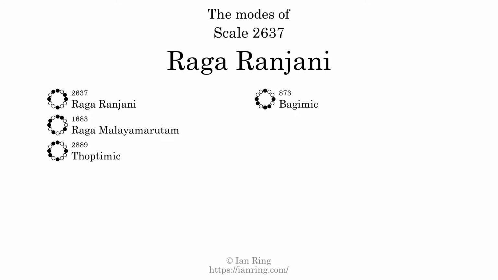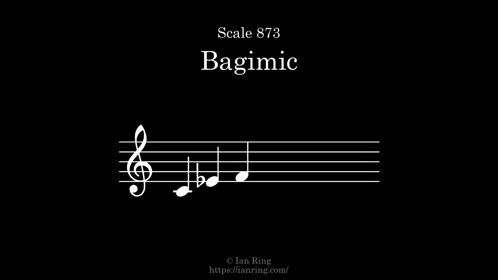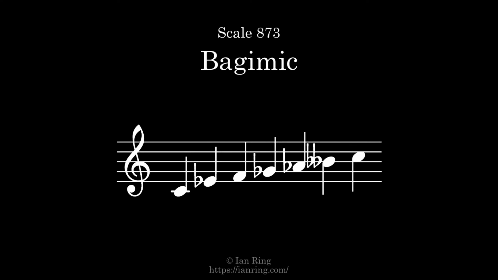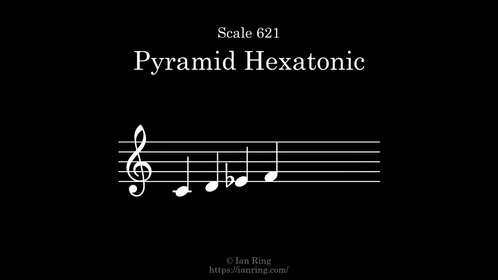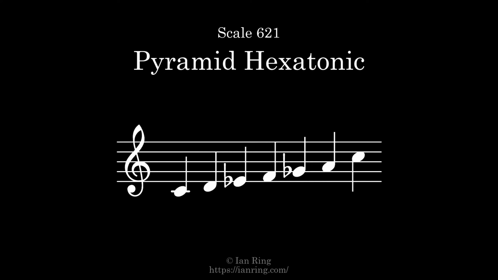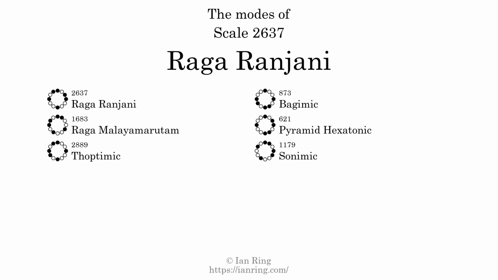The fourth mode is scale 873, also known as Bajimic. It sounds like this. The fifth mode is scale 621, also known as pyramid hexatonic. It sounds like this. The sixth and last mode is scale 1179, also known as synemic. It sounds like this.